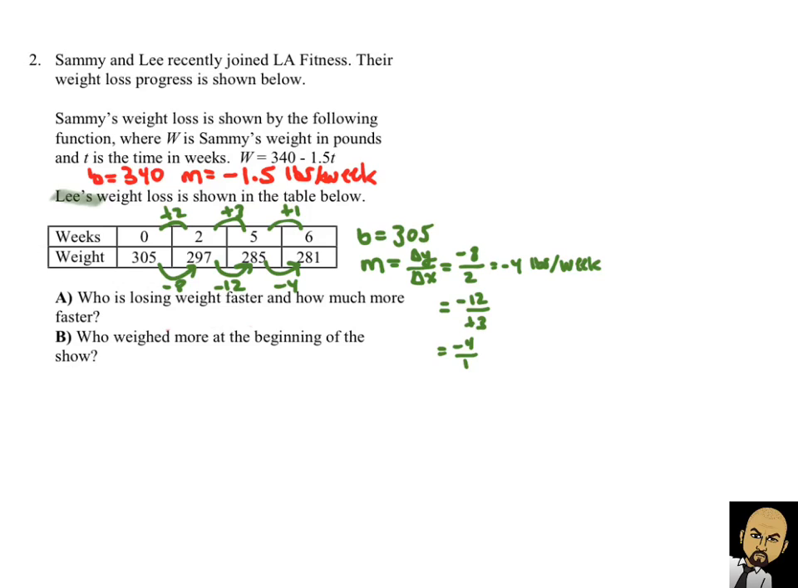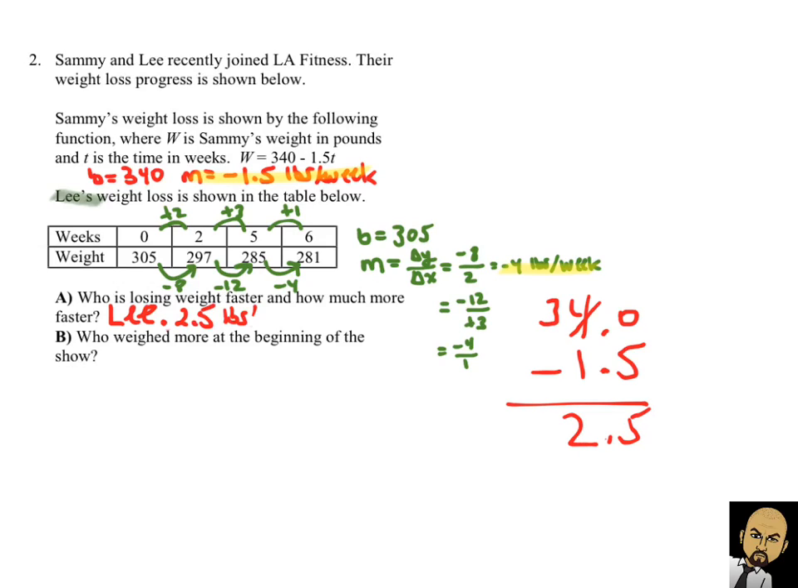So since Sammy's losing 1 5/10 pounds per week and Lee is losing 4 pounds per week, who's losing weight faster? Lee is losing weight faster. Now how much more weight is he losing? Well, you need to subtract 4 minus 1 5/10. So Lee is losing 2 5/10 pounds per week faster.